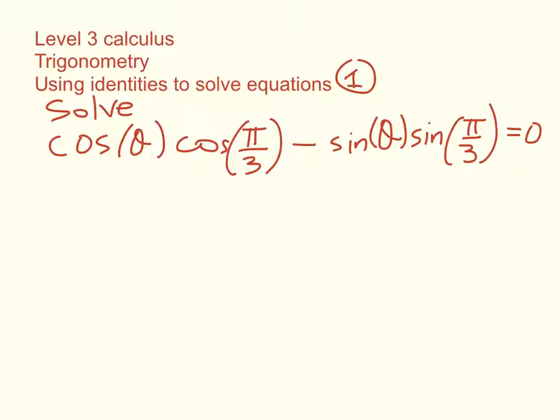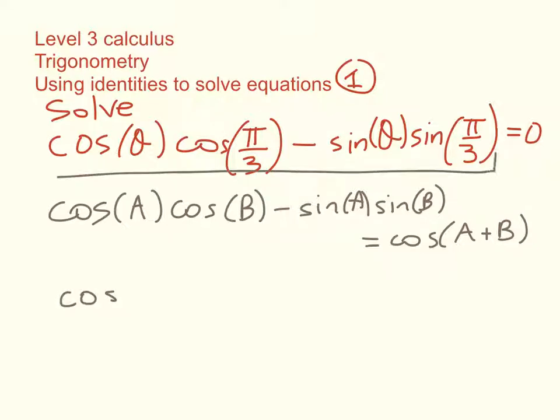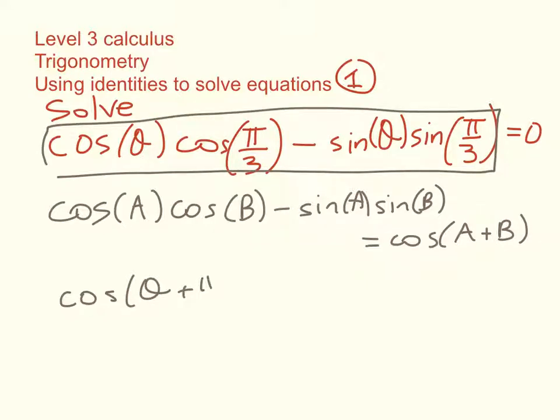Okay, so here's what you should remember, or look at your formula sheet to remember: cos A times cos B minus sine A times sine B is the same thing as the cosine of A plus B. So that means that on the left hand side we can rewrite all of that as cos of theta plus pi on 3, and that equals 0. Now we know exactly how to solve this equation.